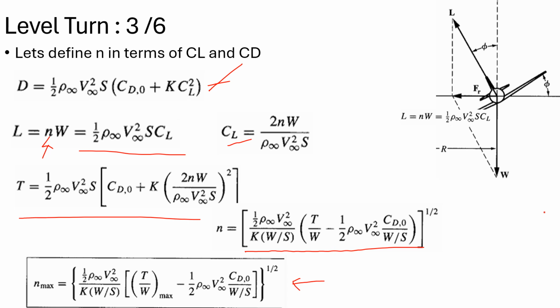For example, if you are pulling 8 Gs in an aircraft that is not designed to lift 8 Gs, or 4 Gs or 5 Gs, the wings will break. All right. Why? Because the wings can only lift a certain amount of weight. All right. So n max is this equation. However, this equation is only aerodynamic.